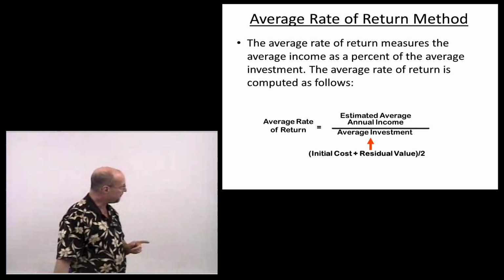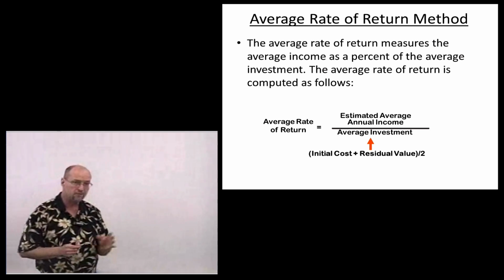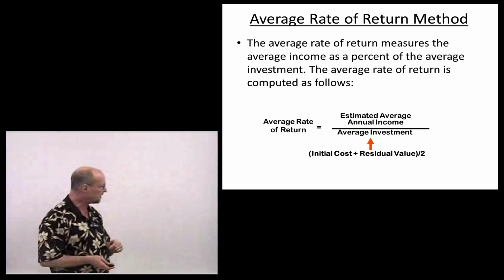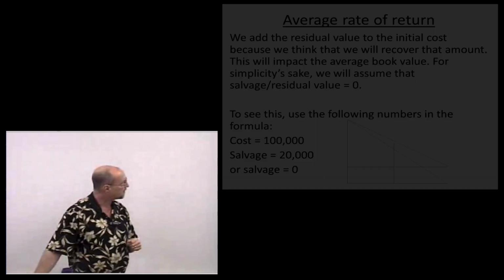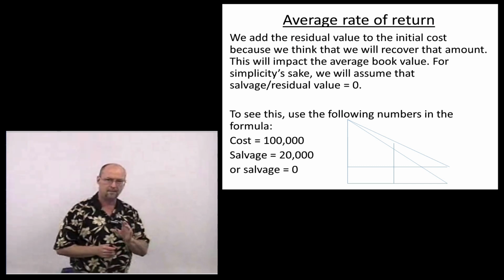Now, the average investment, and by the way, different textbooks will use different formulas. That has to be recognized. For average investment, we're simply going to take the initial cost of the investment, add residual value, and divide it by 2. For simplicity's sake, we're going to assume salvage value is 0.